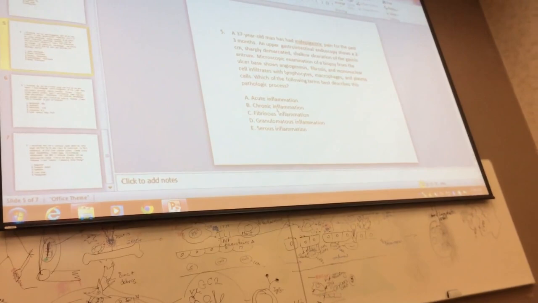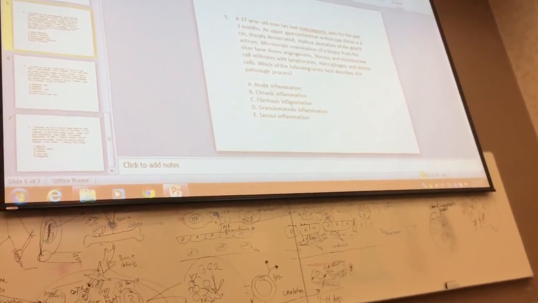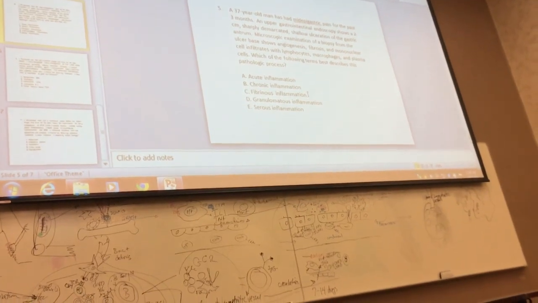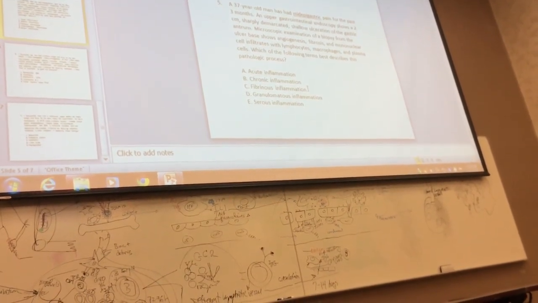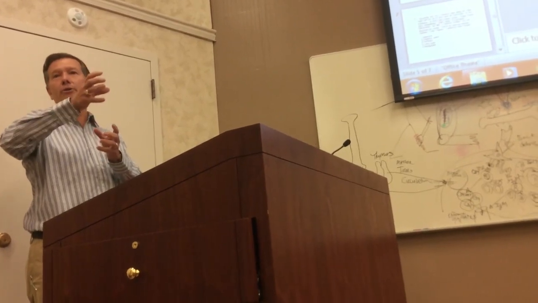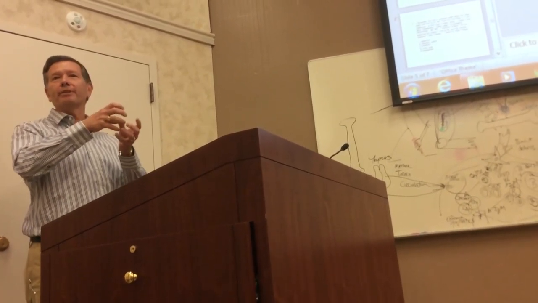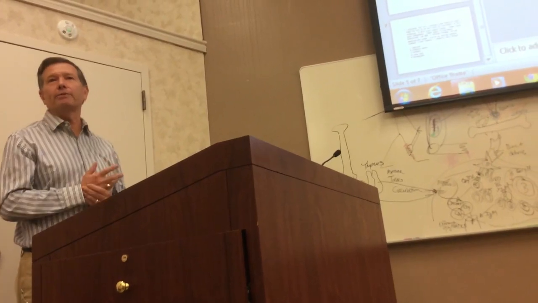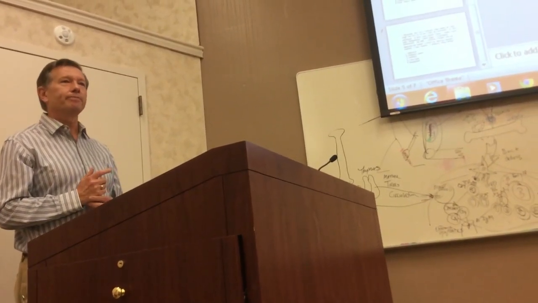What would fibrinous inflammation, how would that be different? Remember, fibrinous inflammation is usually in a cavity, like the pleural cavity or the heart, and that's when fibrin leaks out and you have deposition of fibrin in that cavity. So that would be the fibrinous inflammation.